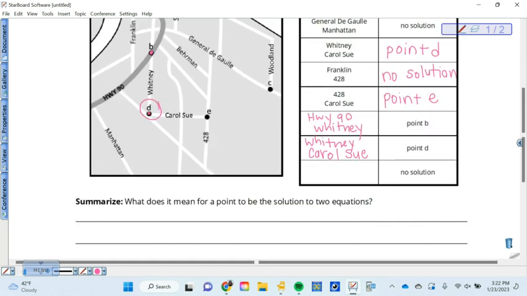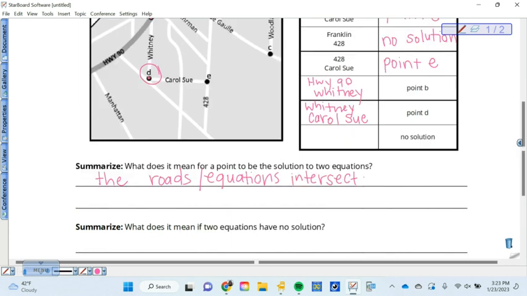And what does it mean for a point to be a solution to two equations? Like, what do those points represent? Yeah, it just means that those two roads intersect. The roads or equations intersect. Good. And what does it mean if two equations have no solution?